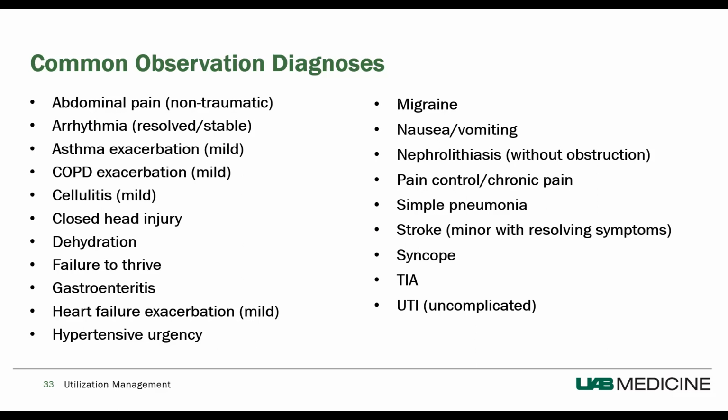Gastroenteritis, hypertensive urgency, migraines, nausea, vomiting, kidney stones without obstruction. Now that could really go either way. Pain control, chronic pain, pneumonia, stroke that's minor with resolving symptoms, TIA, syncope. Syncope usually always needs to start out as observation unless you've got some underlying arrhythmia that is causing it, and uncomplicated UTIs.